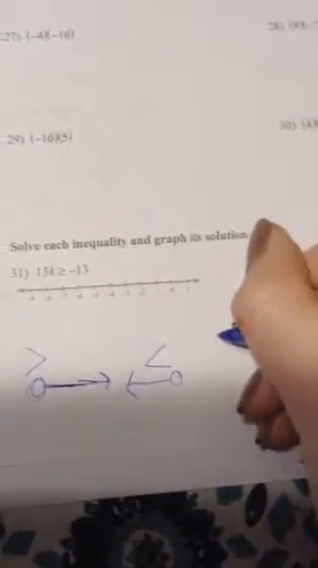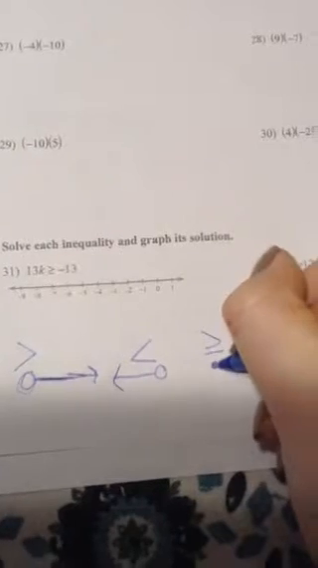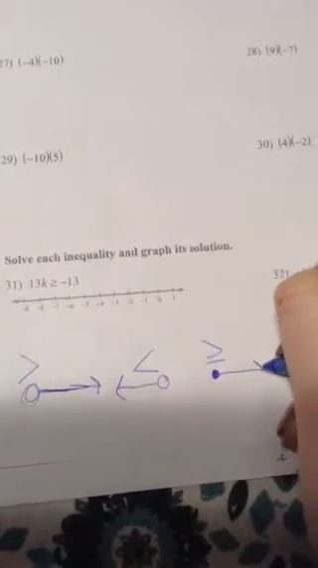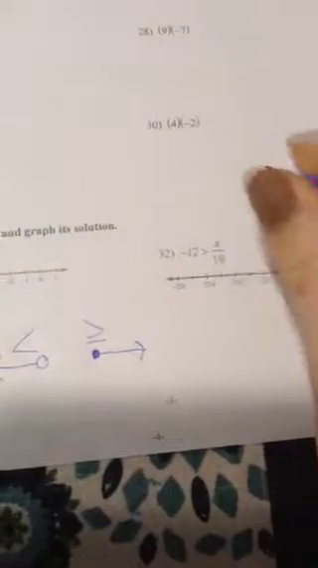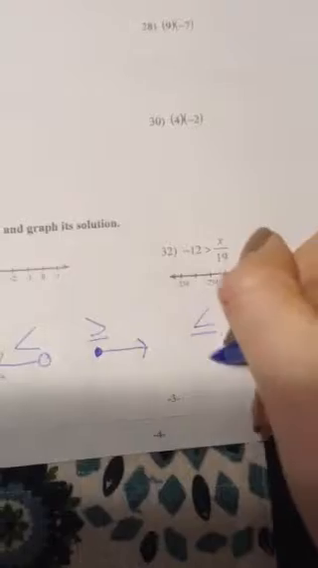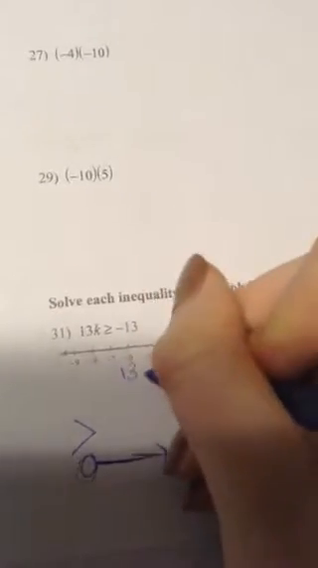Number 31 has greater than or equal to. That means my answer can be the number I get, so I'm going to use a closed circle and shade to the right. And then the other one would be less than or equal to, closed circle, shade to the left. But be careful. We have to remember which side the variable is on and how to read it. So for number 31, I'm going to rewrite it.